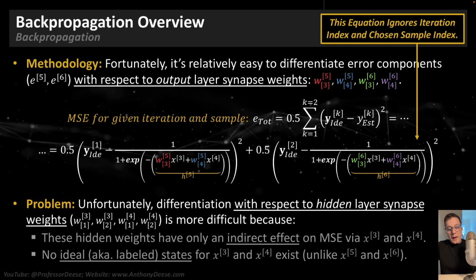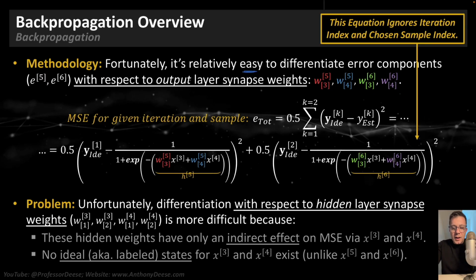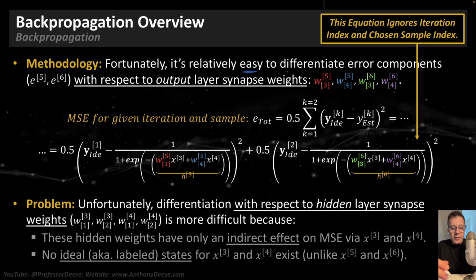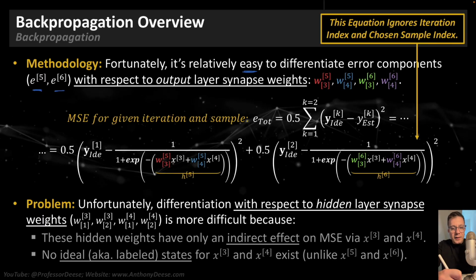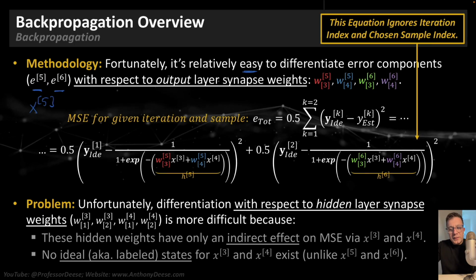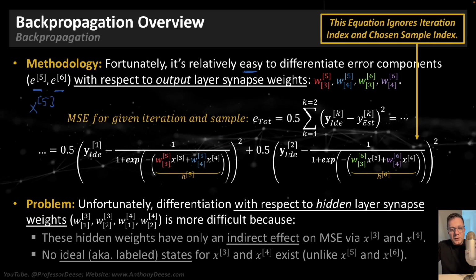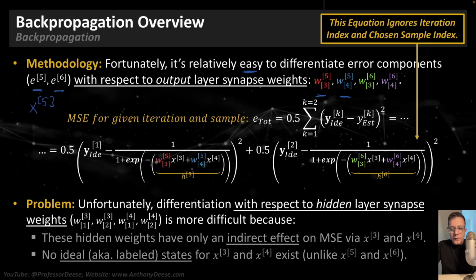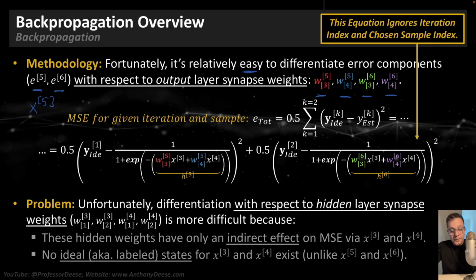What we'll see is that fortunately, it's relatively straightforward to differentiate the total error, or the two components of error, which we call E superscript 5 and E superscript 6. They correspond with x5 and x6. It's relatively easy to differentiate these error components with respect to the output layer synapse weights, as shown here: W35, W45, W36, and W46. Why is that?